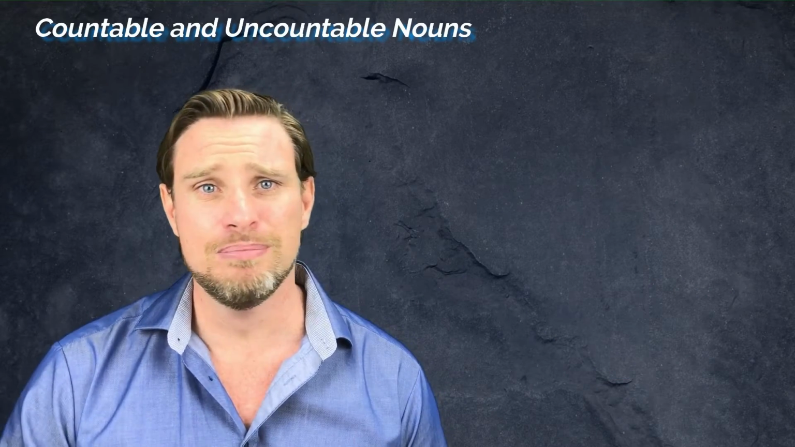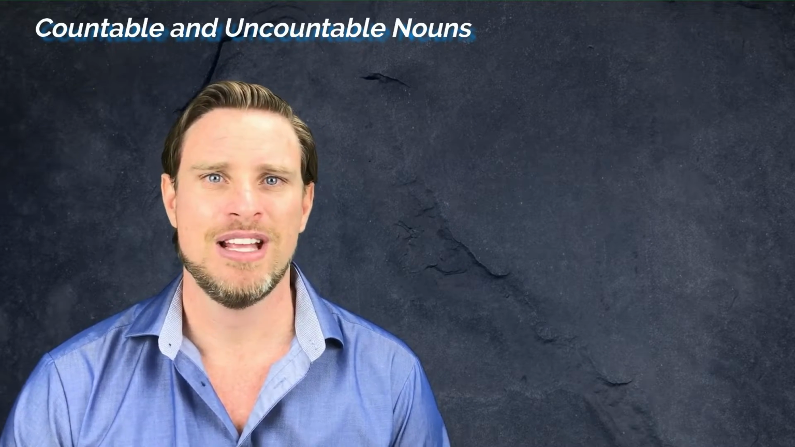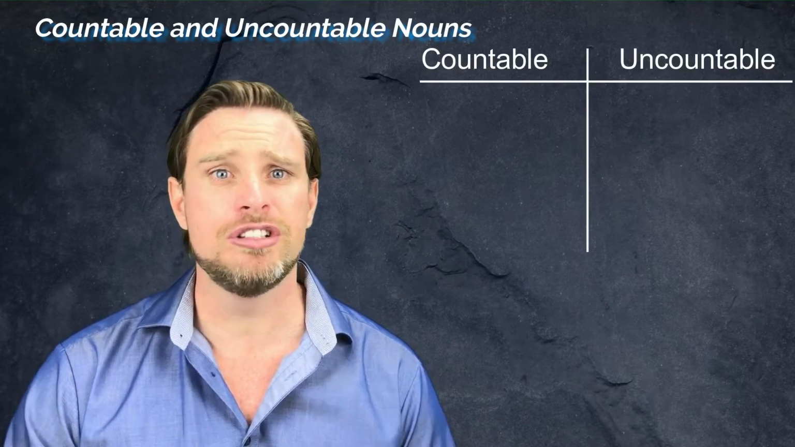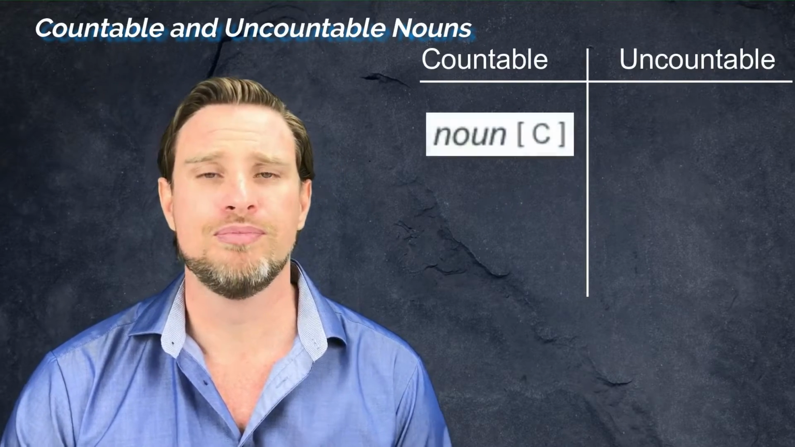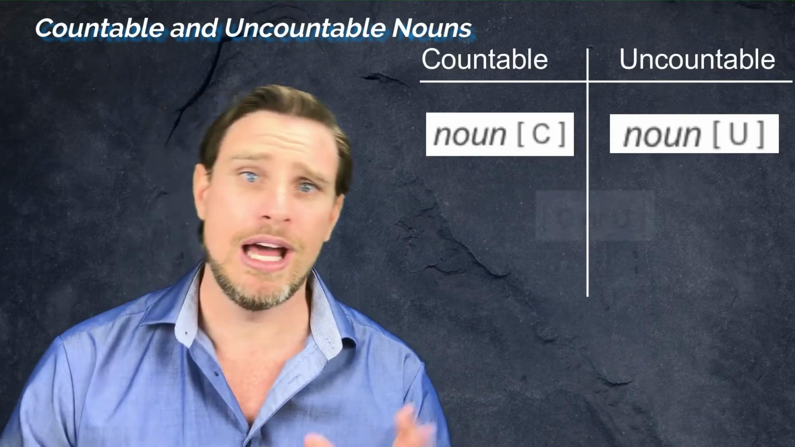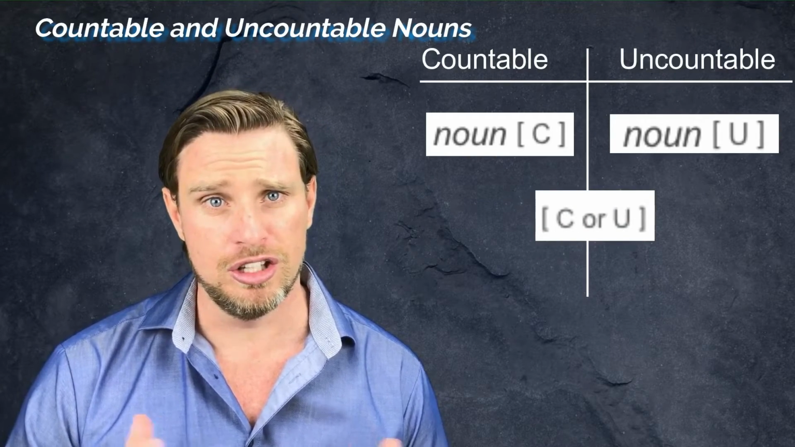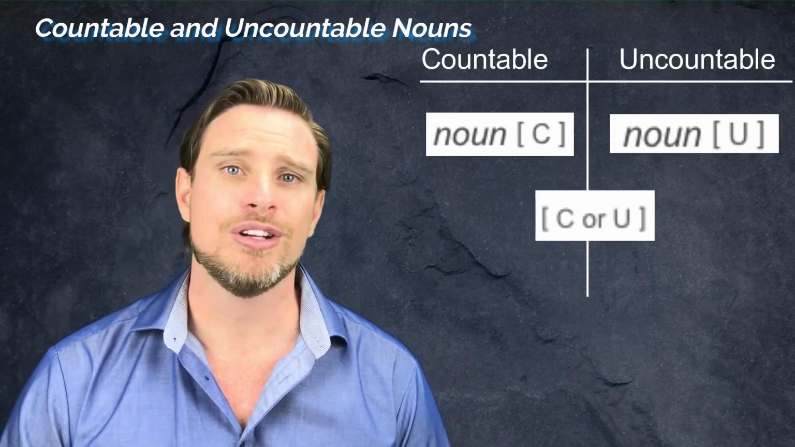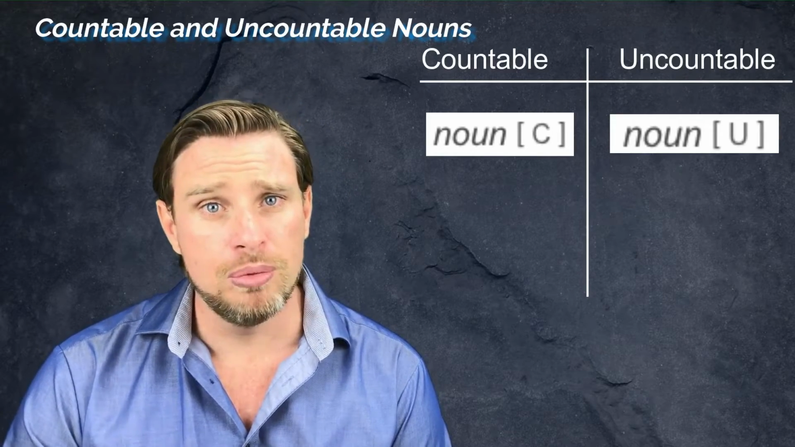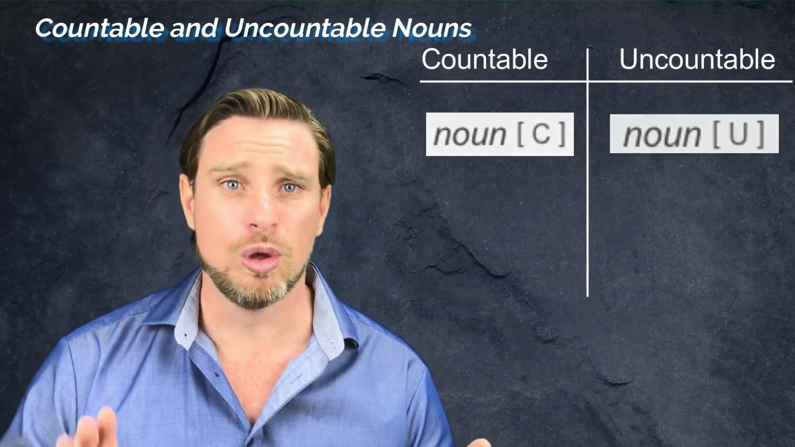A noun, as most of you I'm sure are aware, is a person, place, or a thing. And a noun can be either countable or uncountable. They are shown in most dictionaries with a C sign for countable and a U sign for uncountable. Some nouns can be both countable and uncountable, depending on the context, and will be shown in the dictionary like this, a C or U. But don't worry about this for the moment. I will explain nouns that can be both in our next lesson. Today we are only talking about nouns that are always countable or uncountable.